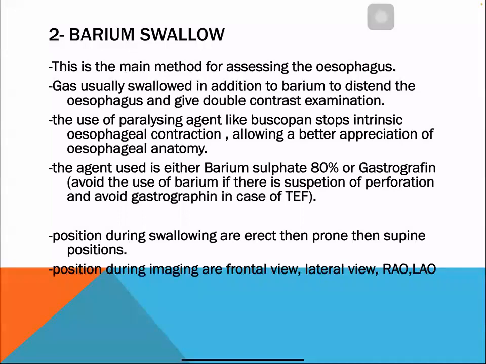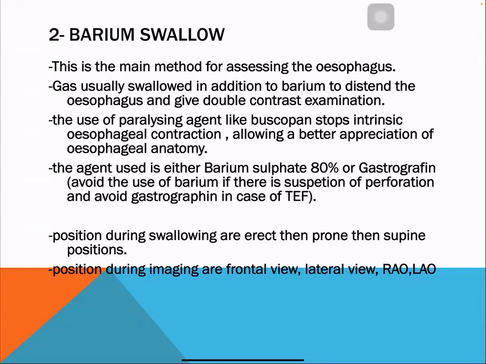The second investigation is the barium swallow. This is the main method for assessing the esophagus. Gas is usually swallowed in addition to barium to distend the esophagus and give a double contrast examination. The use of a paralyzing agent like Buscopan stops intrinsic esophageal contraction, allowing a better appreciation of the esophageal anatomy.